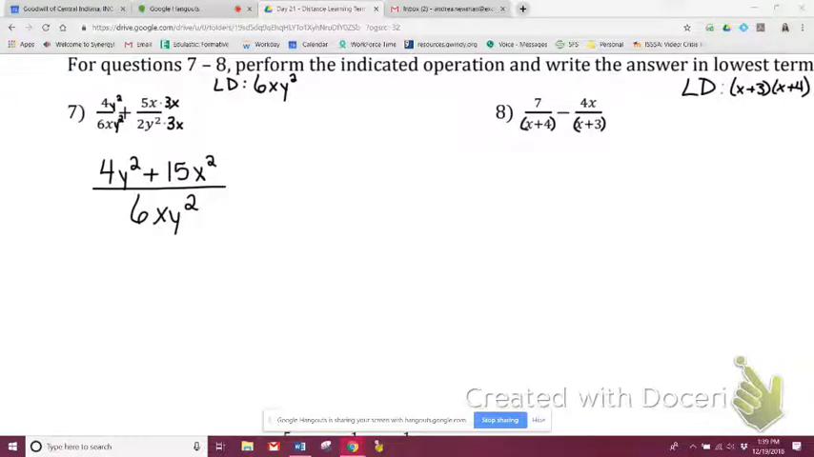So then what's missing from the denominator in the first term? x plus 3. Yep, so you're going to multiply top and bottom by x plus 3. What's missing from the second term? Yep.